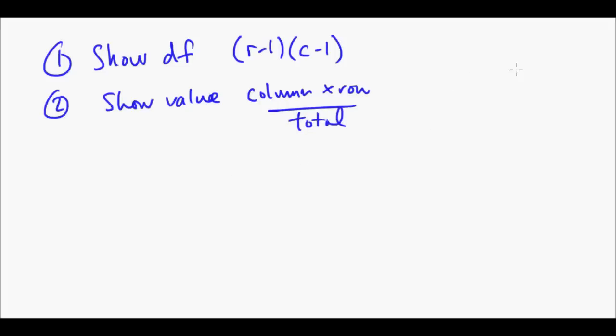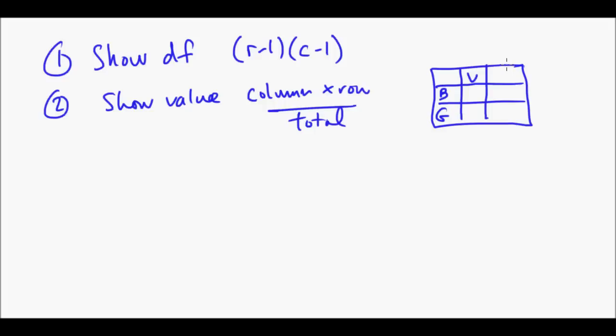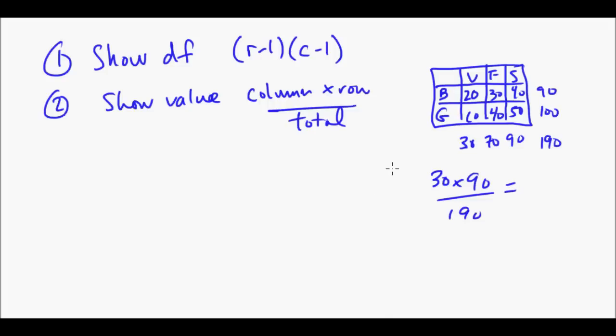So if you were looking at, whatever, boys, girls, volleyball, football, I don't know, swimming, something like this. 20, 30, 40, that would be, what, 90? 10, 40, I don't know, 50, 100, which would be 190, 90, 70, and 30. So if I wanted to find the expected value of boys who play volleyball, I would just take this total right here, 30 times that one, 90 over 190. I think you get the point there. All right. So you need to show the expected value.